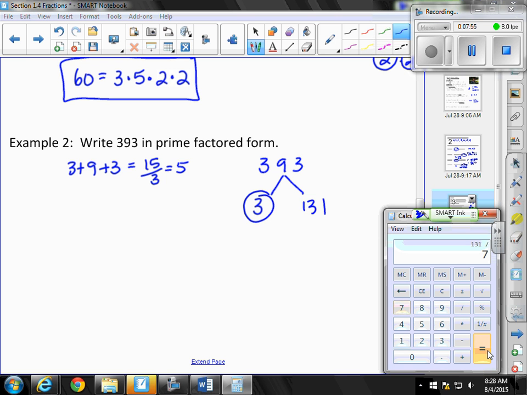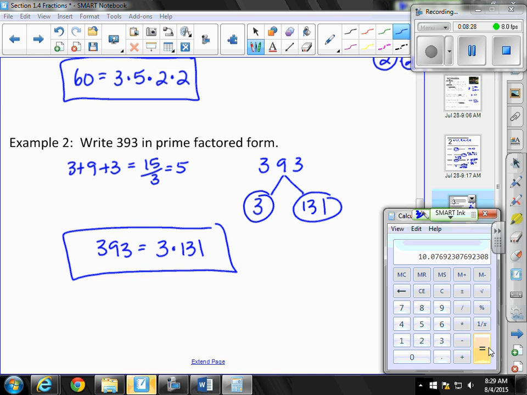So I can see, is it divisible by 7? No. Is 131 divisible by 11? No. 131 divisible by 13? No. And now if you notice, when I divide it by 13, I get 10 point something. 10 is less than 13. I know I can stop here. 131 is prime. So 393 is the product of 3 and 131. There's my prime factored form.